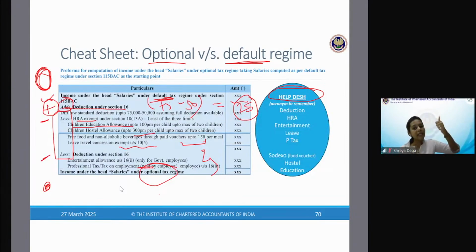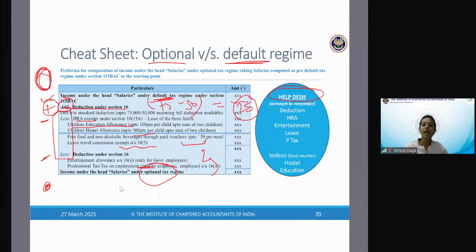तो how many items have you adjusted, number 1 standard deduction you adjusted, ok, number 2 HRA reduced, 3 children education allowance reduced, 4 children hostel allowance reduced, 5 free food and non-alcoholic beverages up to 50 rupees per meal reduced, then leave travel concession reduced, which you will study in this class, then entertainment allowance reduced, then professional tax deduction reduced. You made all these adjustments to default regime wala income to derive the optional regime wala salary income, okay.